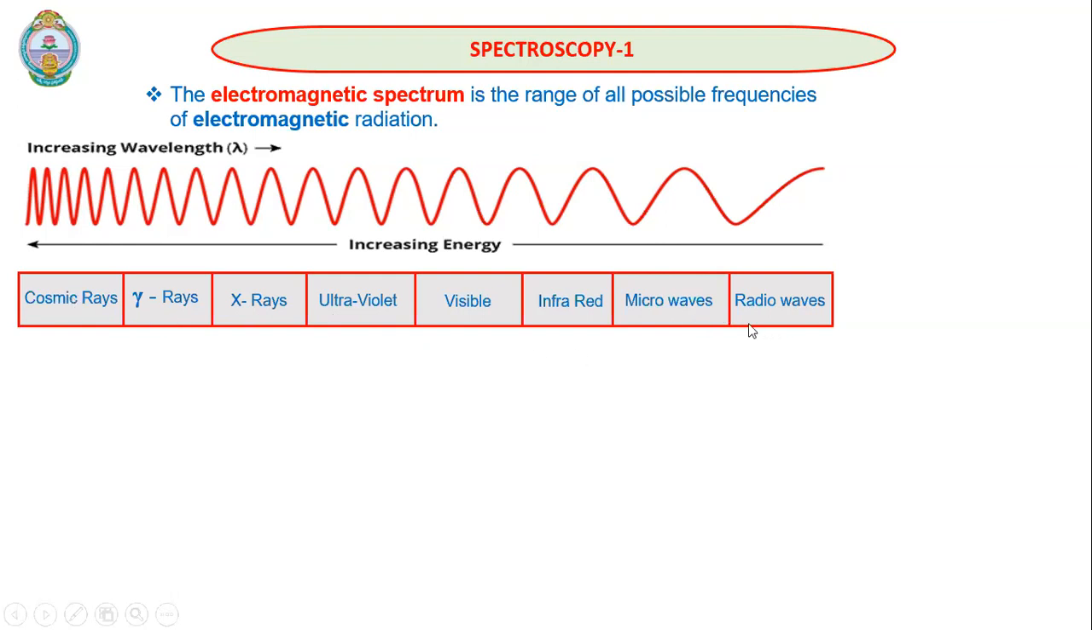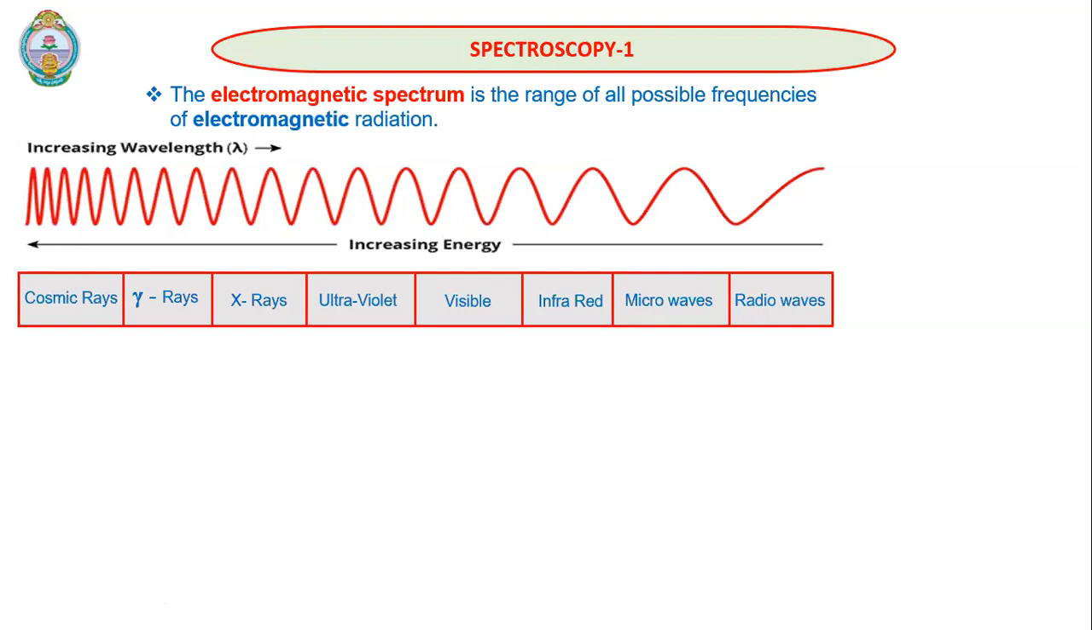So radio waves, microwaves, infrared, visible, ultraviolet, X-rays, gamma rays, and cosmic rays are in the order of increasing energy. Since energy is proportional to frequency, this is also the order of increasing frequency. When we talk about wavelength, wavelength is inversely proportional to energy. So this is the order of decreasing wavelength, or the reverse is the order of increasing wavelength.